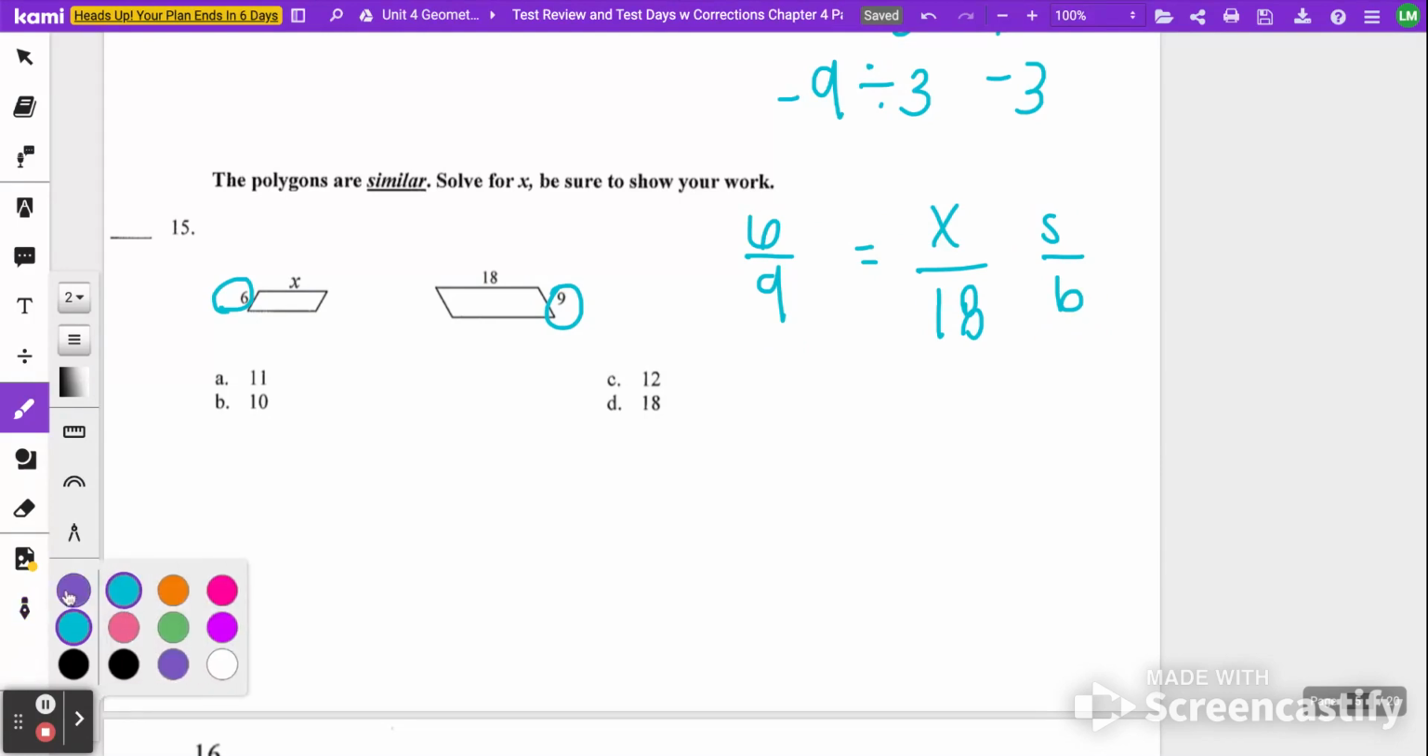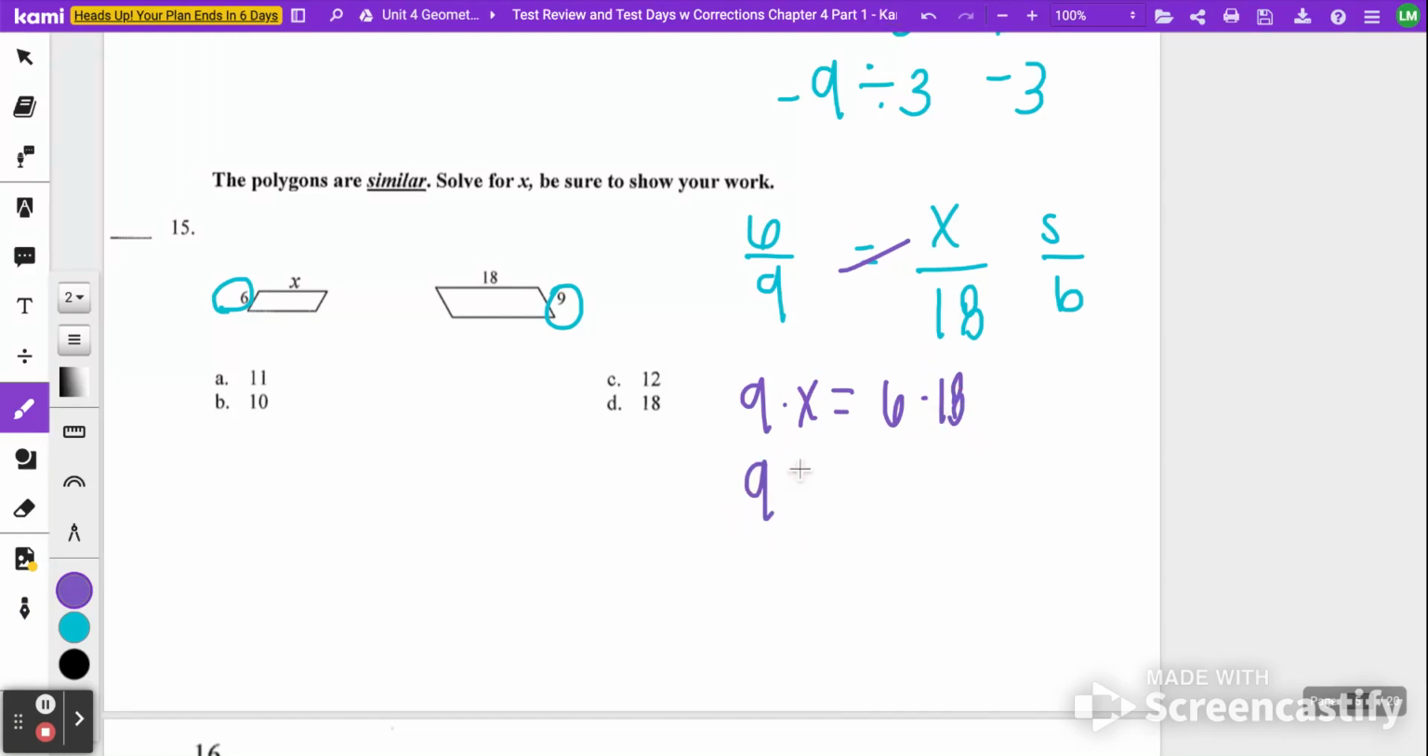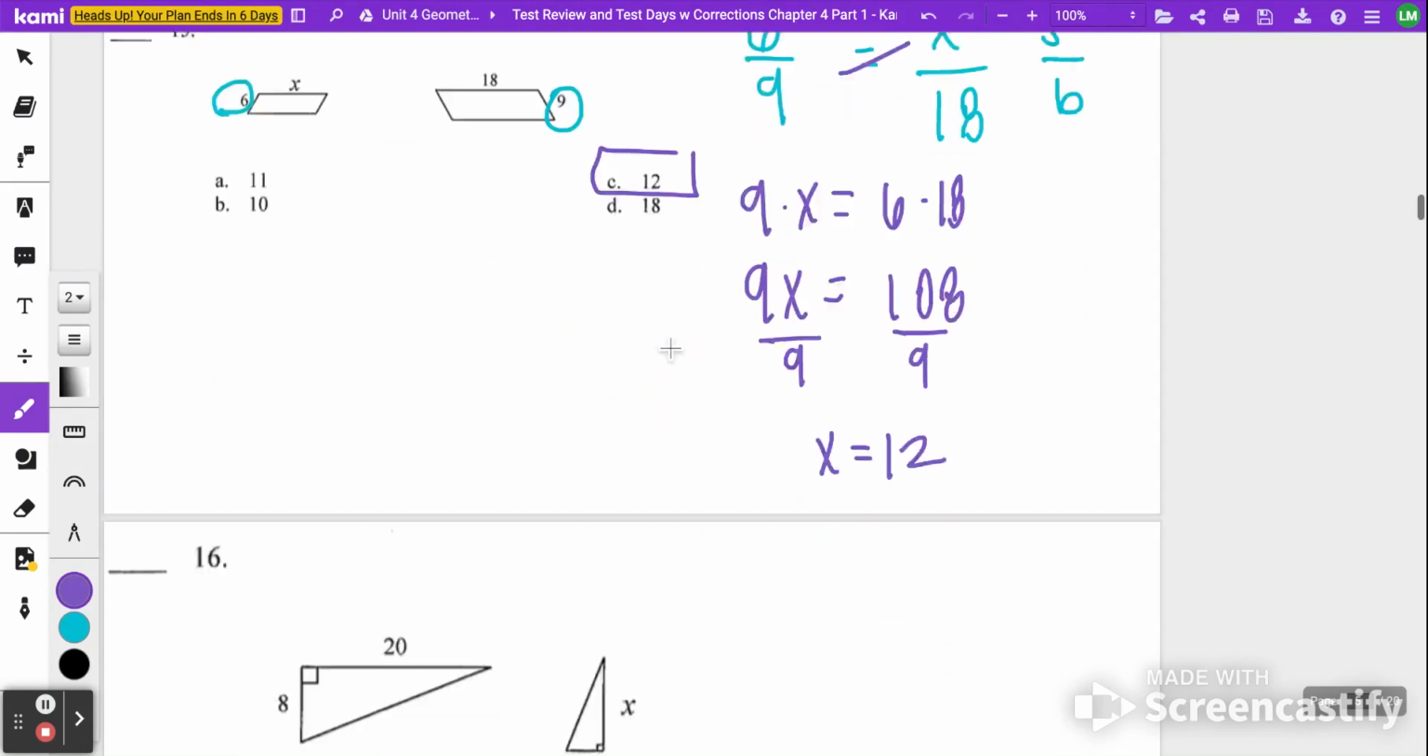Then I can cross multiply. 9 times x is equal to 6 times 18. 9 times x is 9x, and 6 times 18 is 108. Finally, I divide both sides by 9. X is equal to 12, so that is option C.